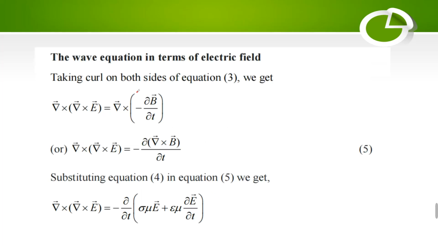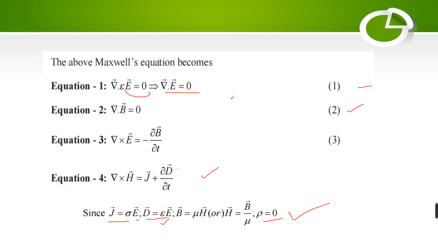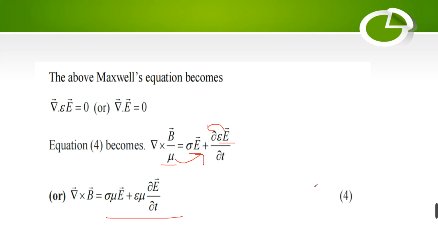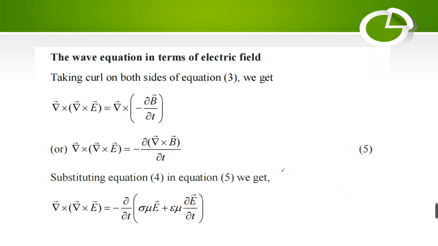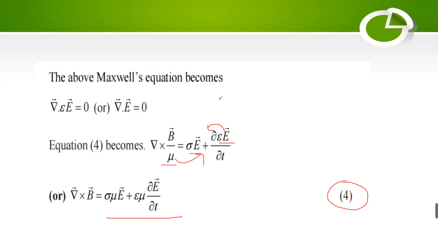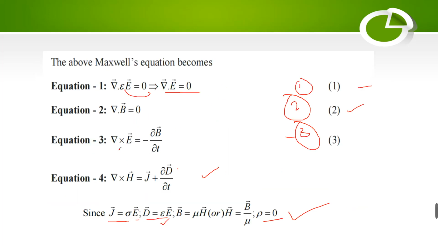This was our first equation, this was our second equation, this was our third equation, and this will be our fourth equation. Based on these four equations, now we are going to derive the electromagnetic waves in terms of electric field. So we are considering equation 3. What was our equation 3? Del cross E vector is equal to minus dou B vector by dou t.